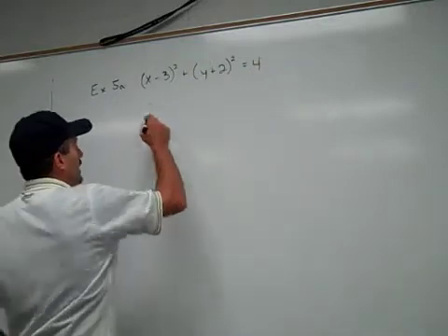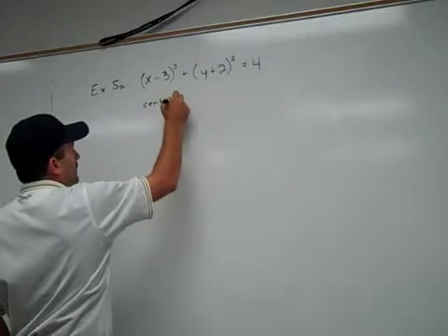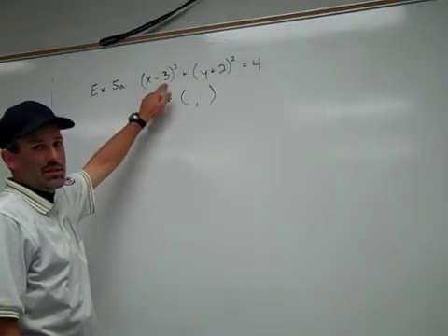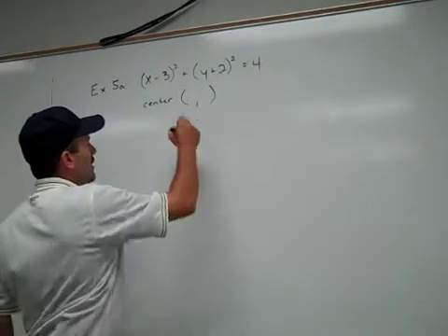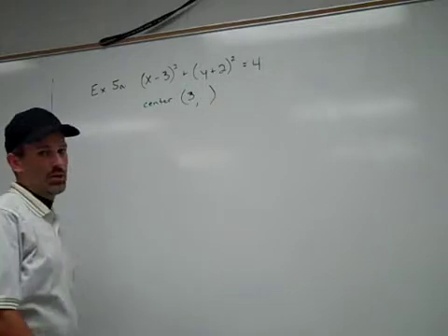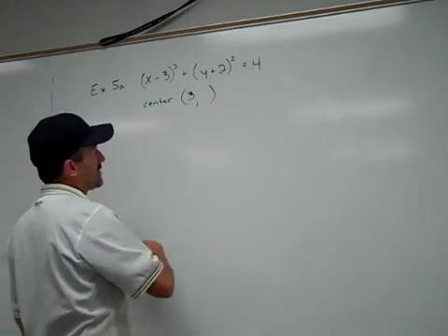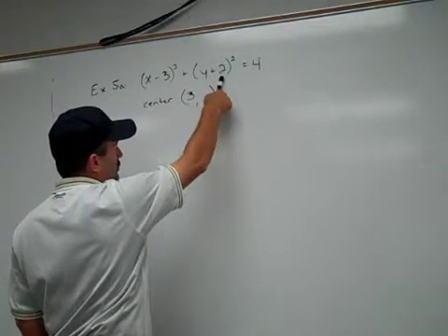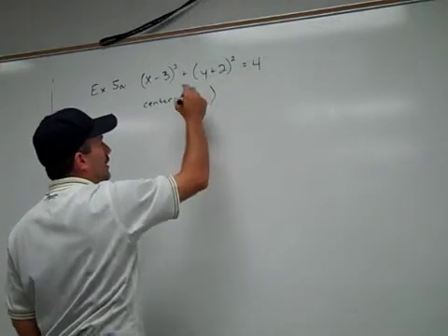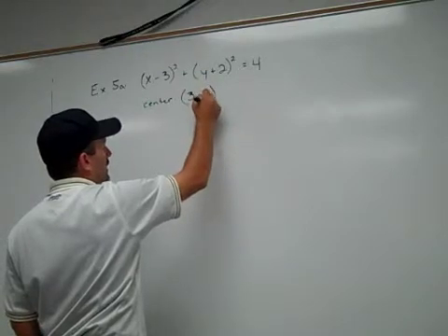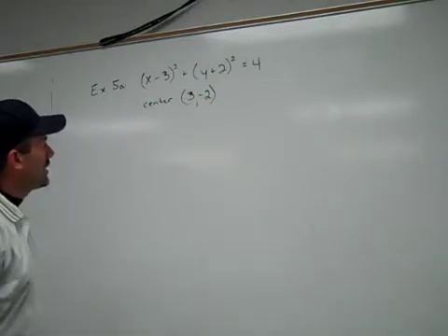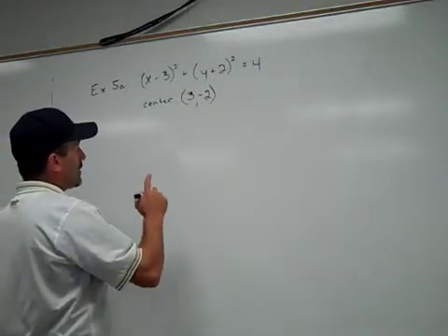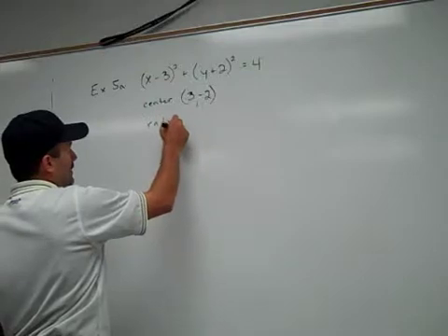So the first thing we want to look at is the center of our circle. We find the x value right here. It's the opposite of what you see here. So if you see x minus 3, your center is going to have an x value of 3. Right here, the same thing happens for y. When you see y plus 2 in that parentheses squared, your center is going to have a y coordinate of negative 2. So we know right away that our center for our circle is going to be the point (3, -2).